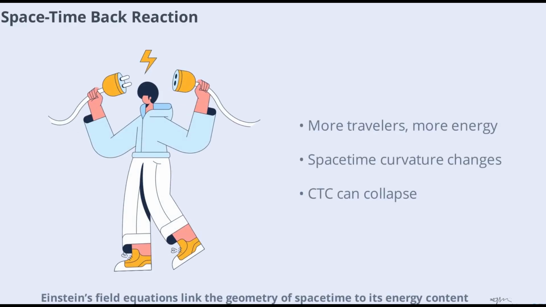Einstein's field equations link the geometry of spacetime to its energy content. Each additional group of time travelers increases the stress-energy in the past, altering the curvature of spacetime itself. If too many loops occur, the accumulated energy can distort or even destroy the CTC, enforcing what's known as chronology protection. This feedback mechanism ensures that time travel cannot be used indefinitely without consequence.